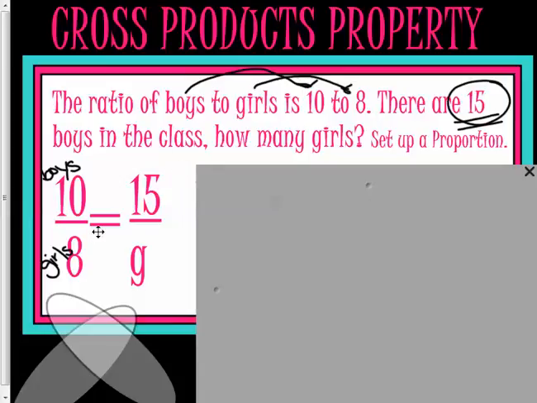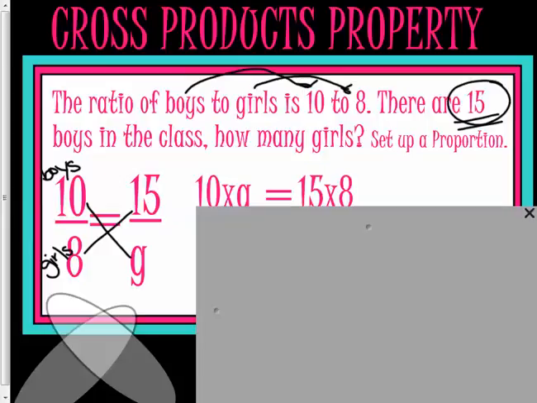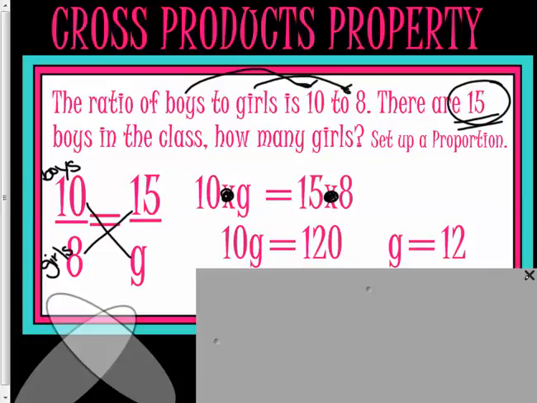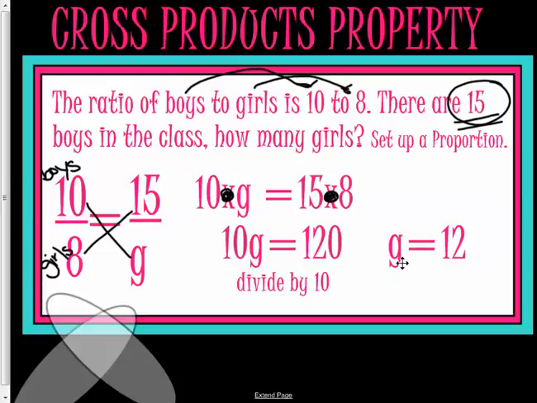So now we can use cross products. We take 8 times 15, and then we take 10 times g. Because there isn't a nice quick way, well there is, but multiplying by decimals isn't as fun, right? So 10 times g gives us 10g, and this should be a dot. I apologize for that error. And 15 times 8 gives you 120. So divide by 10 and you get g equals 12.